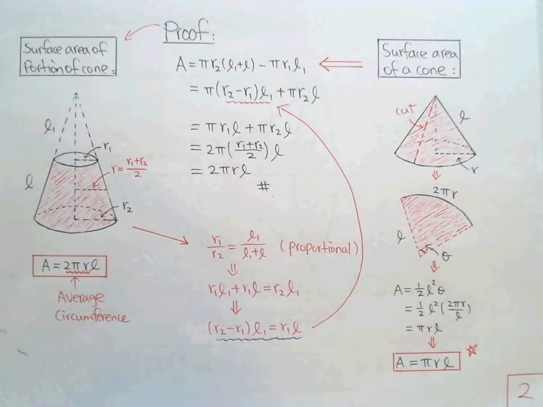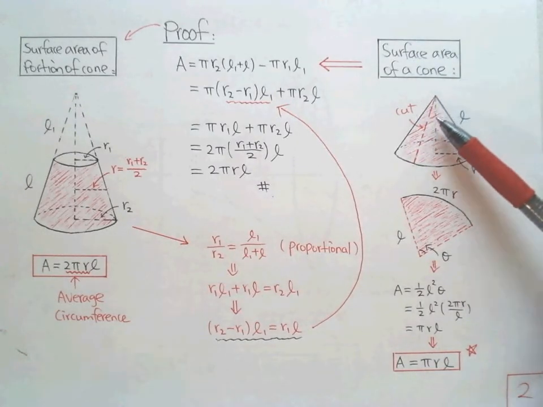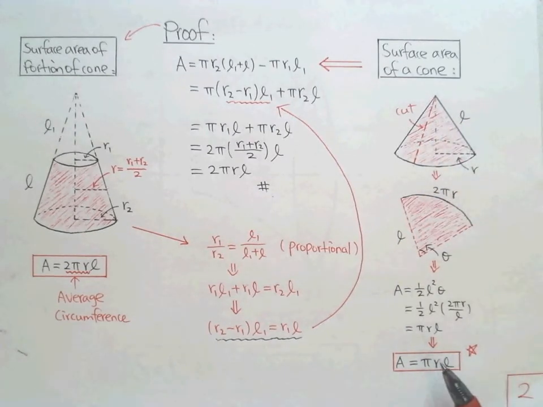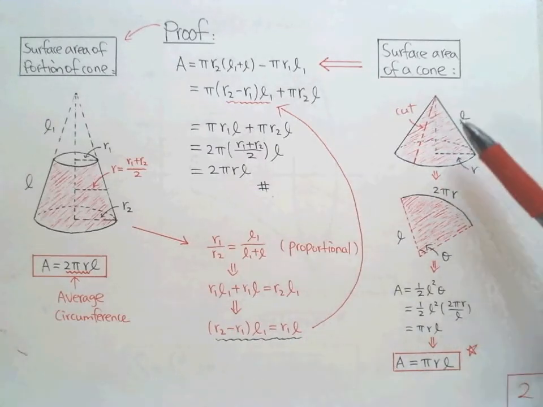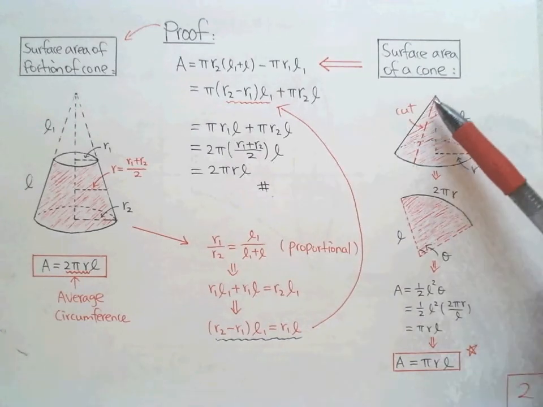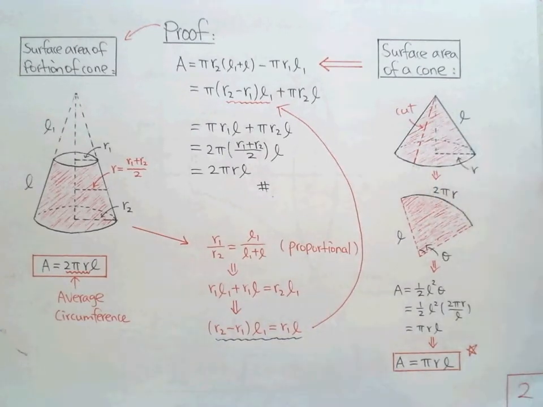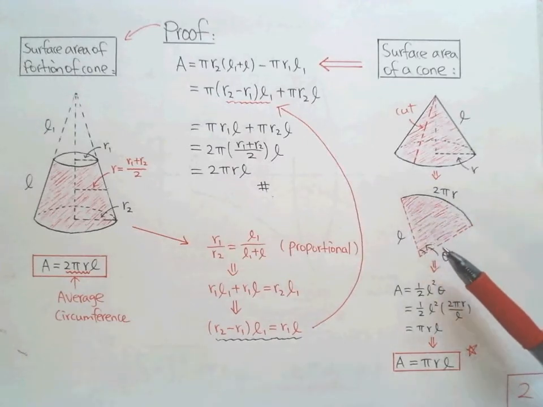How to find this? Let me go into the proof. First, we definitely need to use the surface area of a cone. Probably some of you forget the formula. The formula is pi r l, where r is the radius and l is the length of the side. Why do we have this? You can cut and then expand. What do we get? We get a section of a circle.